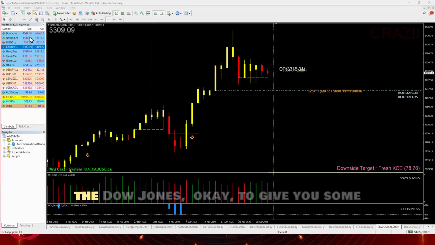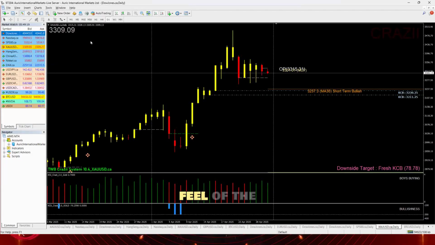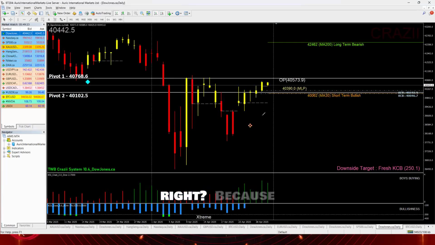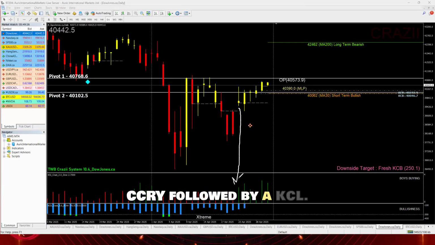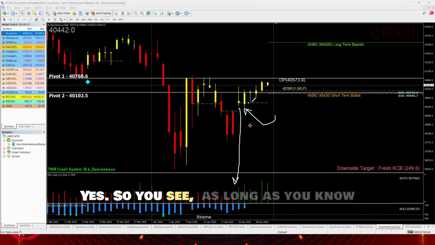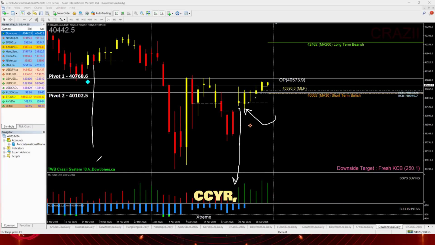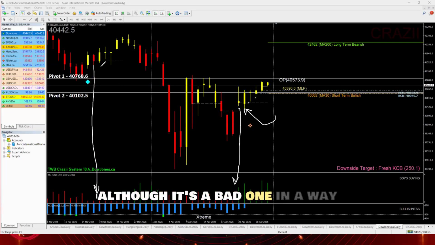So last one, we look at the Dow Jones, okay, to give you some feel of the whole thing here. So you can see Dow Jones, why recently strong? Because CCRY followed by a KCL. That's why the next day the market opened and shot up. The next 2 days stay above support. So you see, as long as you know what to do, you can trade. So you can see CCRY, although it's a bad one in a way of selling, but the market next day stays above the line, and that's why the Dow goes up.